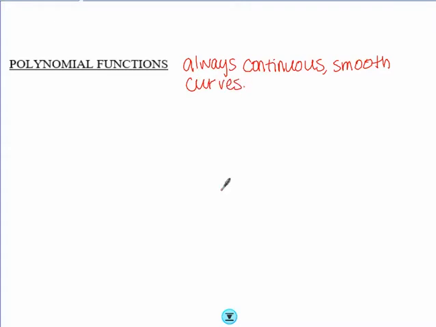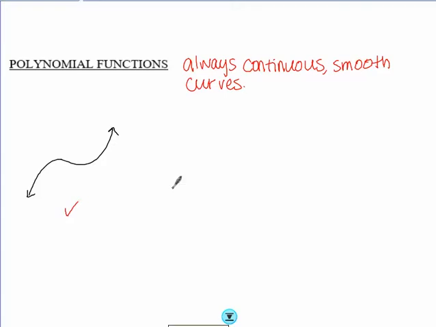First, let's talk a little bit about polynomials. You should be somewhat familiar with them from Algebra 2. The graphs of polynomial functions are always continuous, smooth curves. So one example of a polynomial graph would be something like this. This is a polynomial.